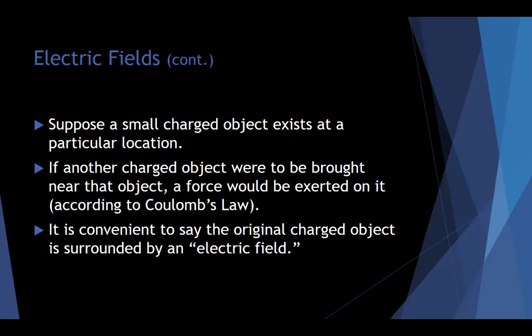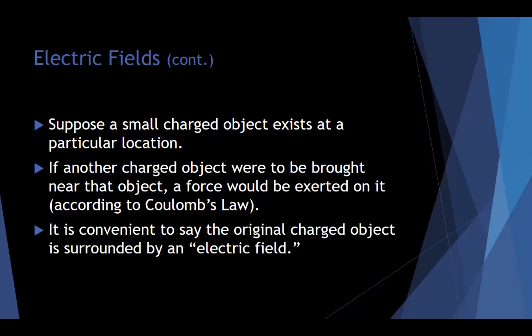Now, let's suppose a small charged object exists at a particular location. If another charged object were to be brought near that object, a force would be exerted on it according to Coulomb's law. For setting up a field, it is convenient to say that the original charged object is surrounded by what we call an electric field. And the strength of that field is going to vary depending on how close you are to that particular object.